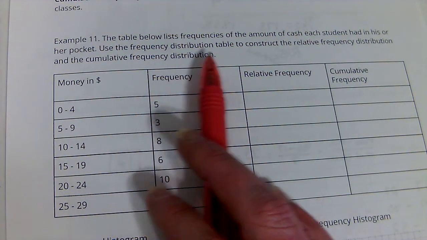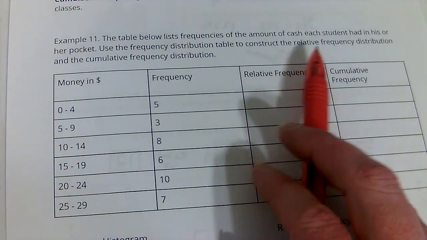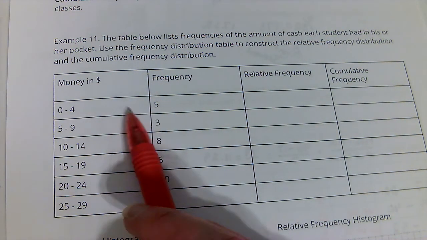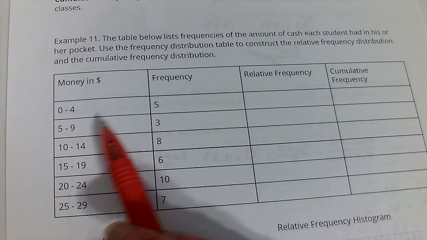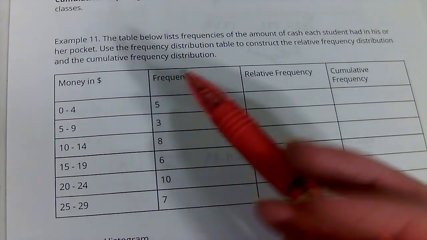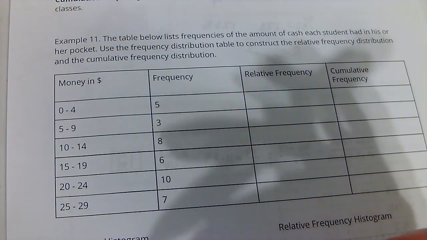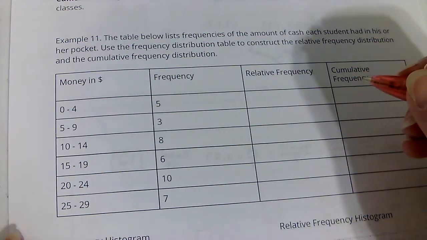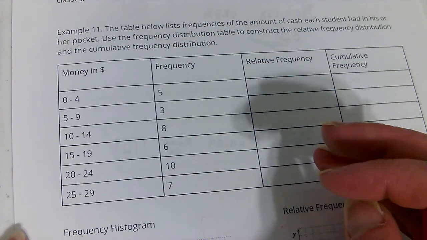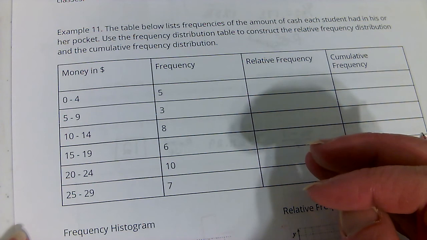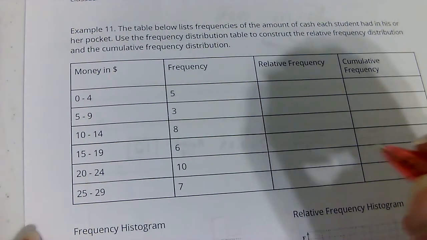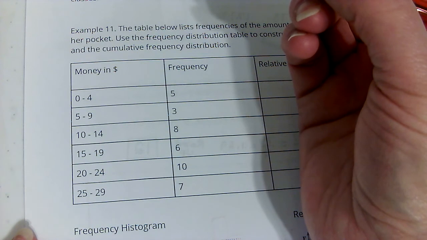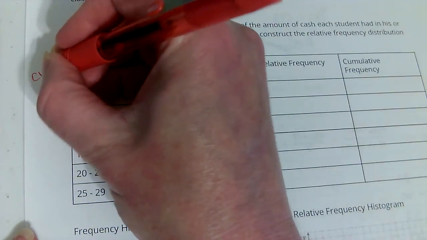So this is a table that lists the frequencies of the amount of cash each student had in his or her pocket. So 5 people had between $0 and $4, 3 people had between $5 and $9, and so forth. First off, let's ask the question, what's the class width here? How wide is each class?